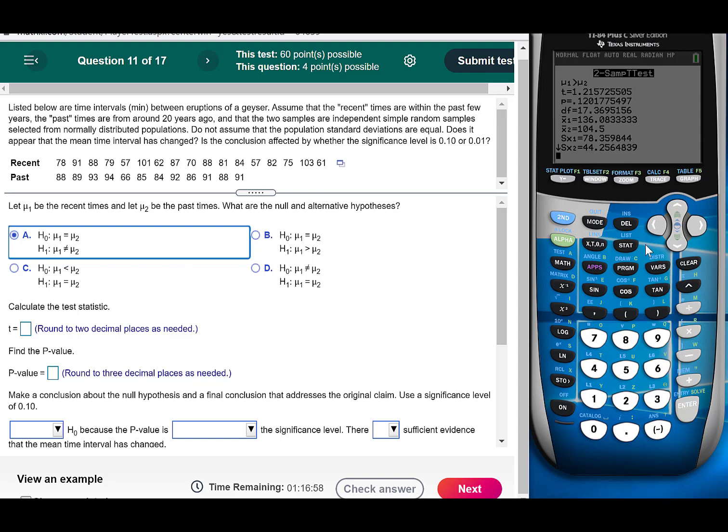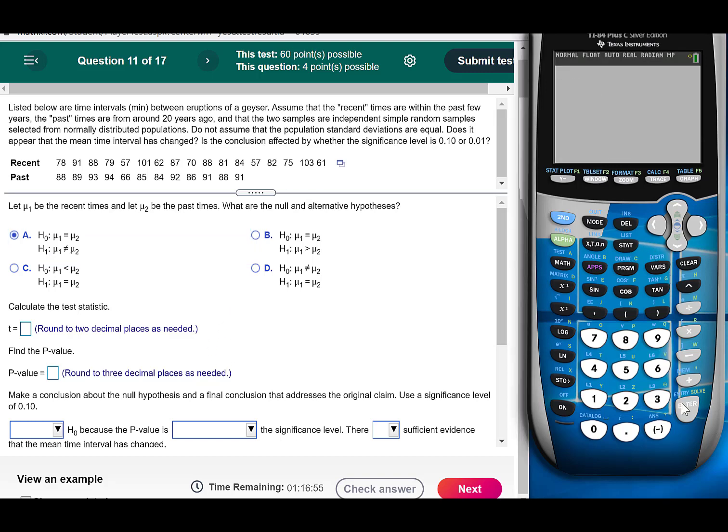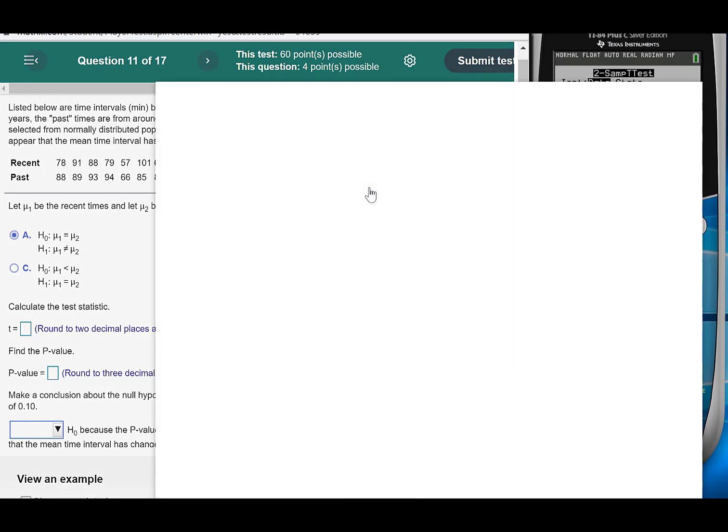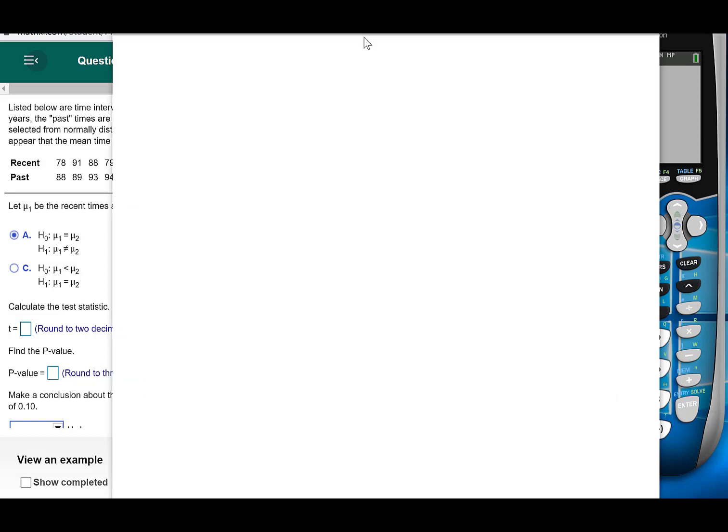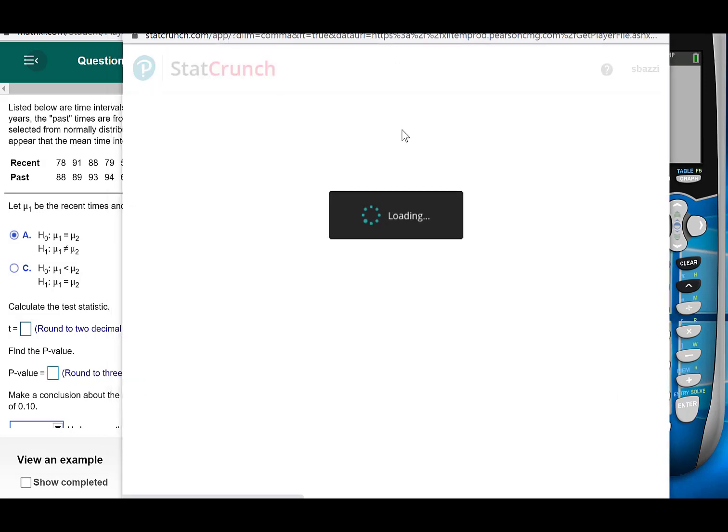How do you do this one, guys? If you use your calculator, you put the recent in L1, you put the past in L2, and then you go to stat, tests, 2-sample t-test, and data, choose data L1, L2, and here, guys, you select different from, and for pooled is a no, and then you hit calculate. But for the sake of time, I'm going to do it using Statcrunch. Watch. It's very easy using Statcrunch.